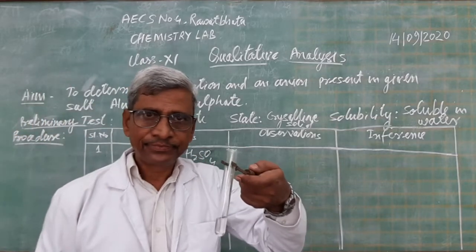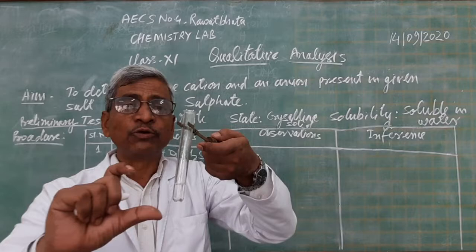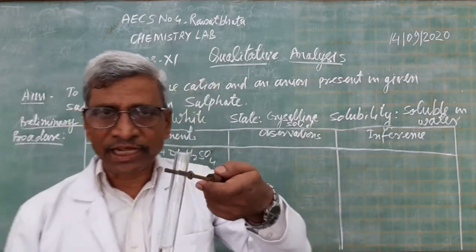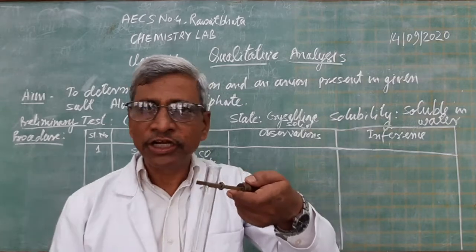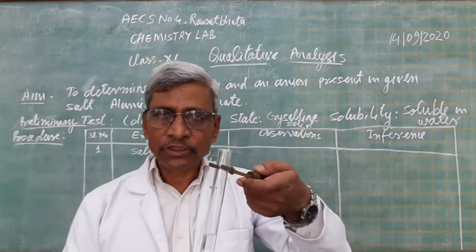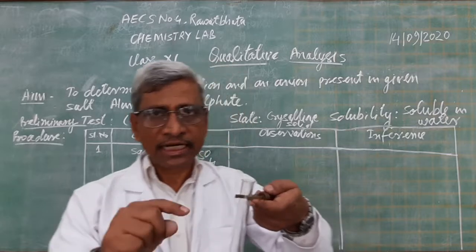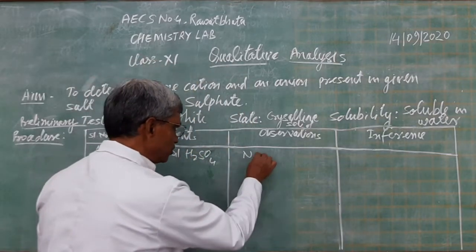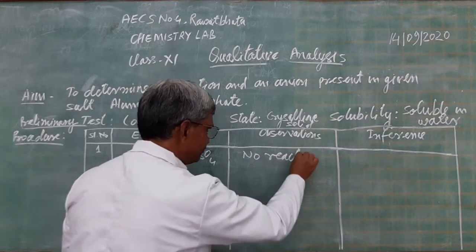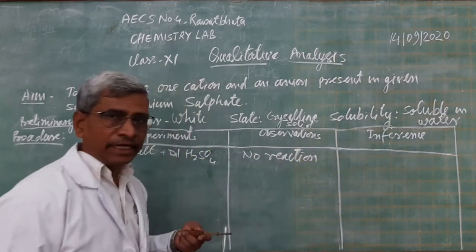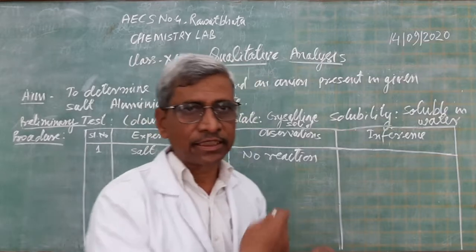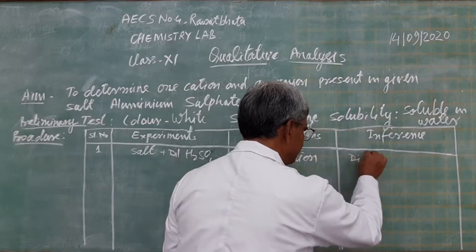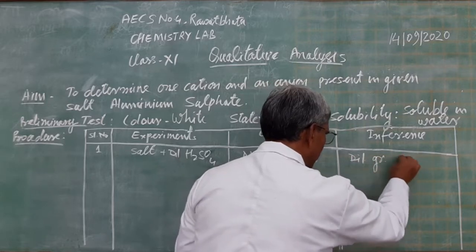Okay, this is done here. No change is going on. Change means some bubbles may come out because of the formation of a gas, or some different colors may appear, which shows a reaction between salt and acid. That is not there. Then what is the observation? No reaction. And the inference, what we conclude on the basis of this experiment and observation? Dilute group absent.